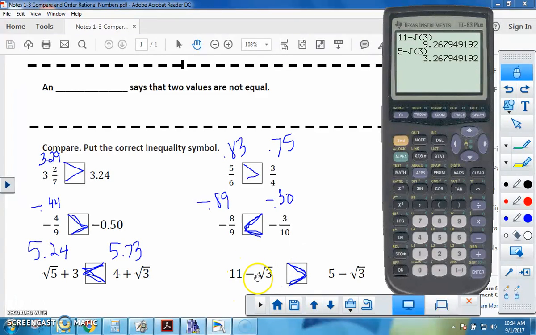So, we have 11 minus the square root of 3, which I entered into the calculator and got 9 and 27 hundredths. And then 5 minus the square root of 3, and I got 3 and 27 hundredths. And it's real obvious 9 is larger than 3, so the gator is going to eat that.